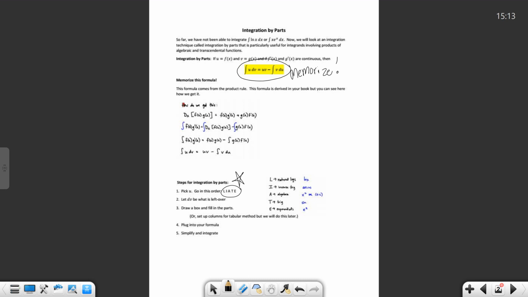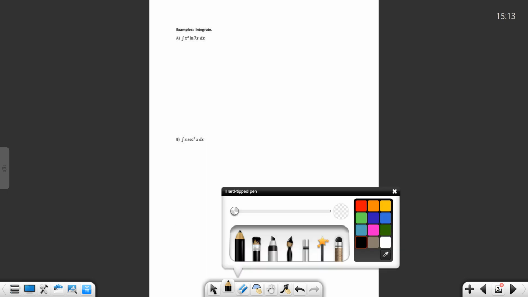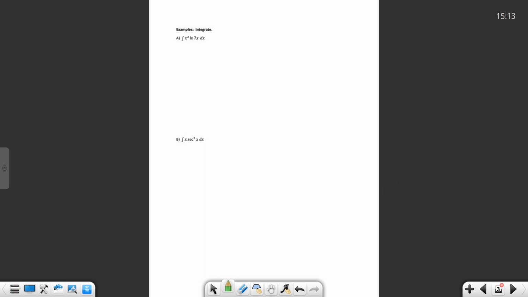We use integration by parts when we're trying to integrate the product of two functions. So let's look at this first one: the integral of x squared times the natural log of 7x. You can see you have two functions. You've got x squared and you've got the natural log of 7x. You want to decide what kinds they are, how to classify them, and that's where L-I-A-T-E comes in. Anything like x squared is going to be an algebra, and the natural log of 7x is an L for natural logs.